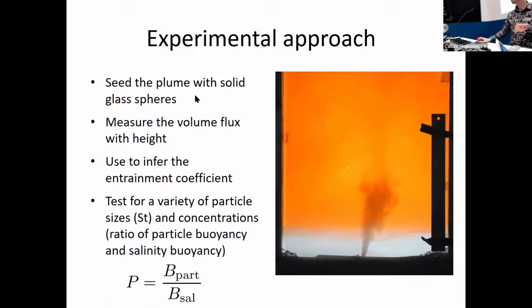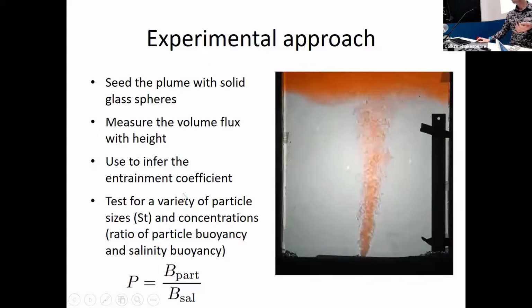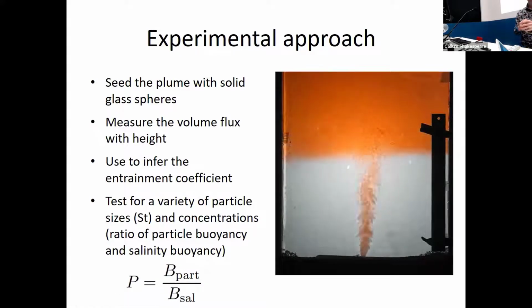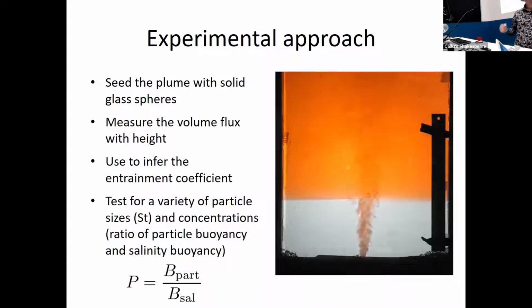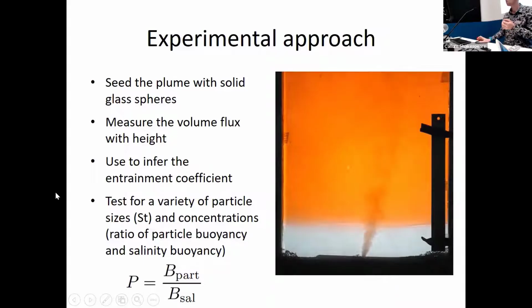And what we're going to do, we can play this again. What we're going to do is test this for a variety of particle sizes. So all relatively small glass particles, about 50 microns, but a range of particle sizes, which we'll characterize by a Stokes number. And then particle concentrations as well. And that will be defined by the ratio of particle buoyancy and salinity buoyancy.